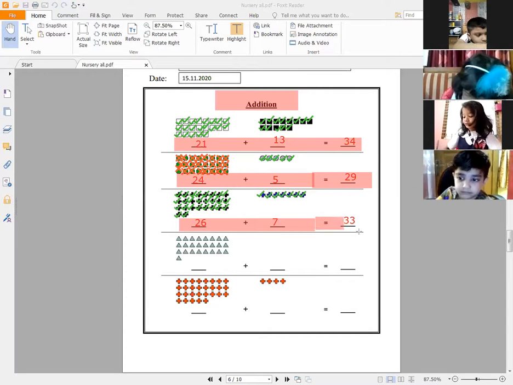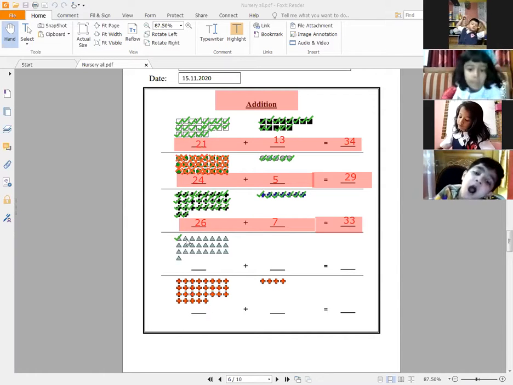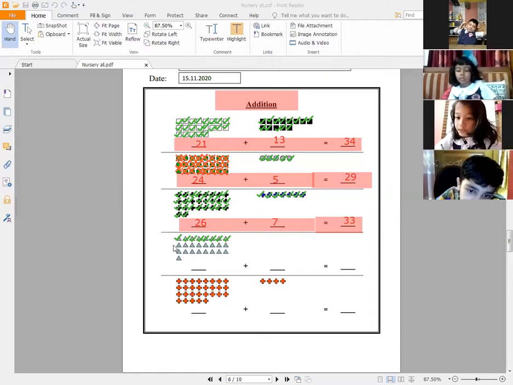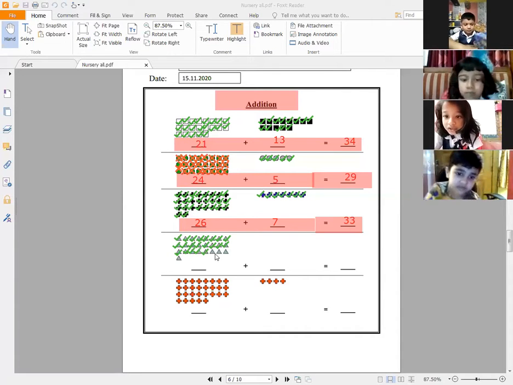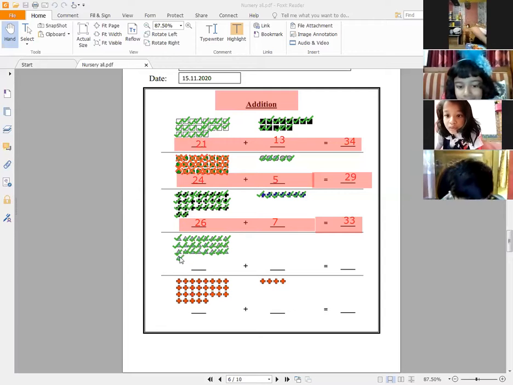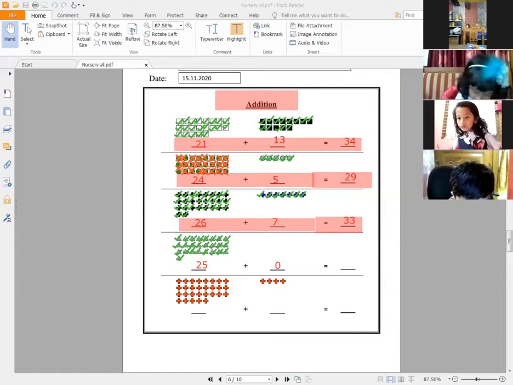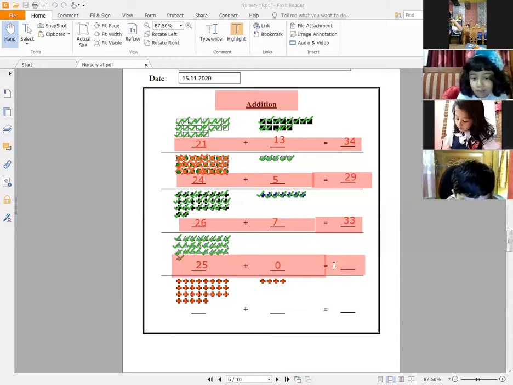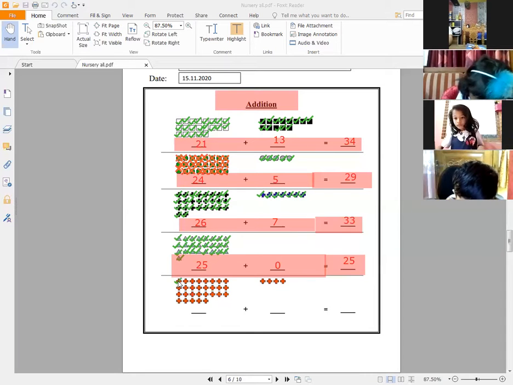My all students are very good. Now I am counting this triangle. 1, 2, 3, up to 25. Then, on our right side, there is nothing here. That means it is 0. If we add 25 and 0, it is only 25. Then I am taking this and counting this one.